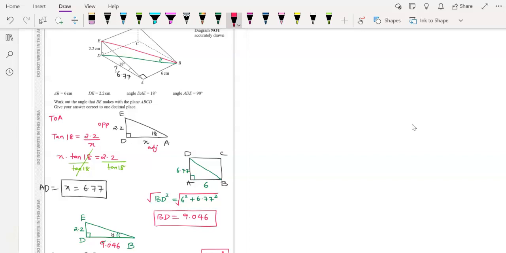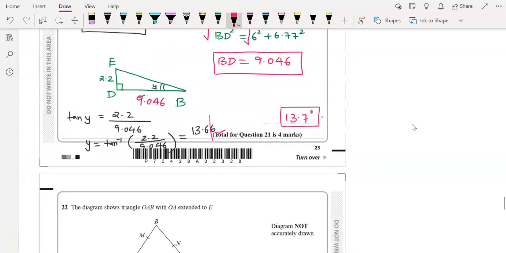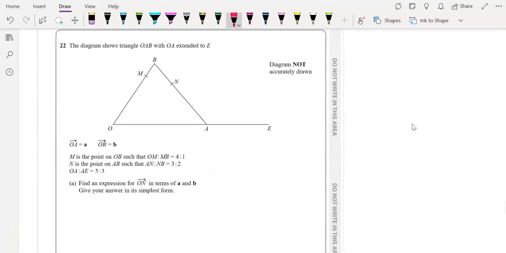Okay, moving to question 22. The diagram shows triangle OAB with OA extended to E. The full vector OA is a, so I'll mark it here as a. Vector OB, the full vector is b. M is a point on OB such that OM to MB is 4 is to 1. So point M divides OB in the ratio 4 to 1. So OM is 4 parts, MB is 1 part.